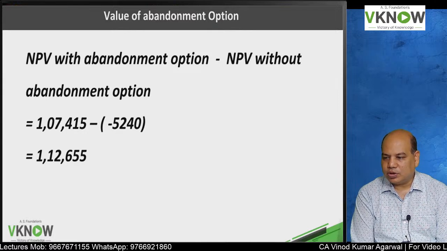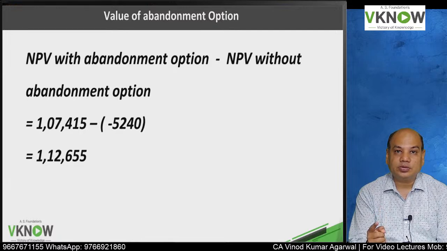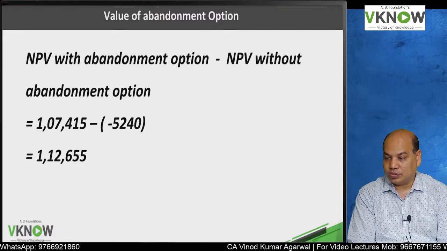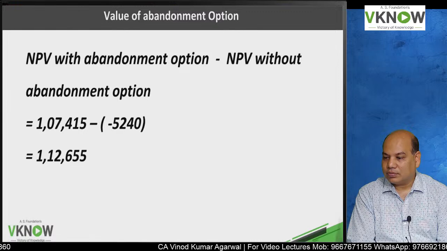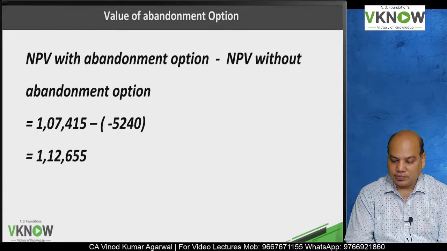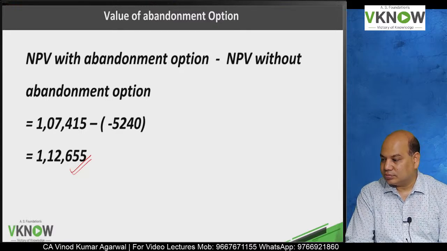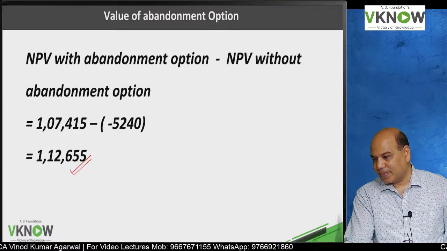So right now my NPV is 1,07,415, and without the abandonment option, my original answer, if you remember, is negative 5240. Because minus minus will become plus, with the abandonment option the value of the project improves by 1,12,655. Is the answer right? Please check. Very good.